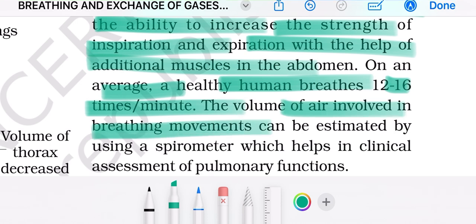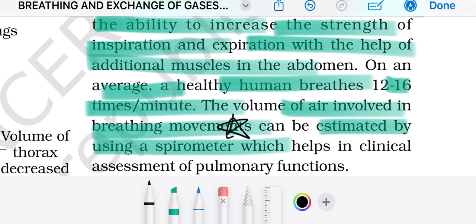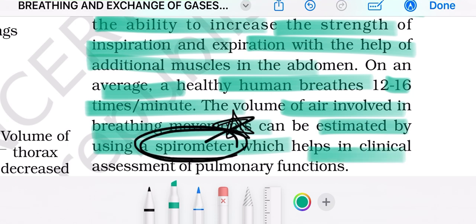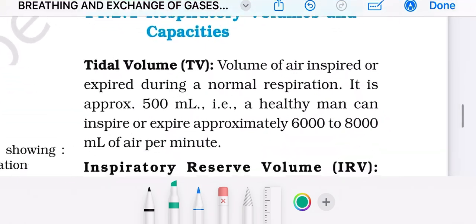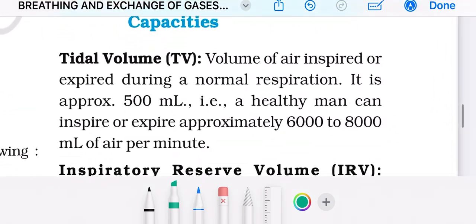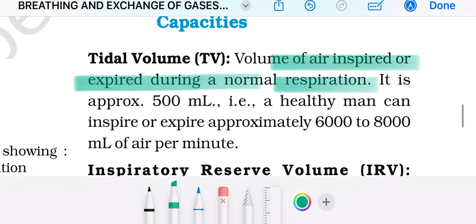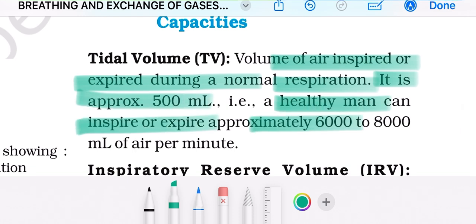The volume of air involved in the breathing movements can be estimated by using a spirometer, but a spirometer cannot measure residual volume, which helps in clinical assessment of pulmonary function. Respiratory volumes and capacities. Tidal volume: the volume of air inspired or expired during a normal respiration. It is approximately 500 ml. That is, a healthy man can inspire or expire approximately 6,000 to 8,000 milliliters of air per minute.